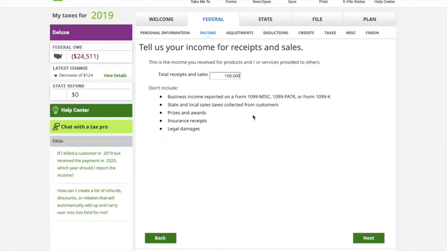Now, tell us your income for receipts and sales. This is all other income where no one sent you a 1099. It could be your own website. It could be people personally wrote you checks or paid you on PayPal or some other payment method where they sent you money for rentals. So we're just going to enter all that other income here in this box.